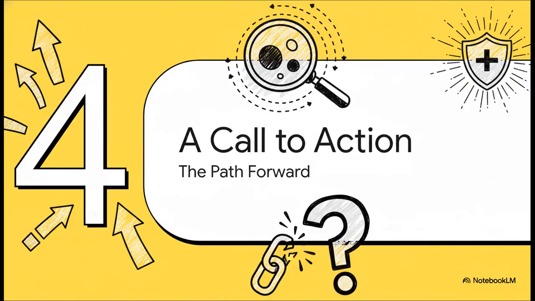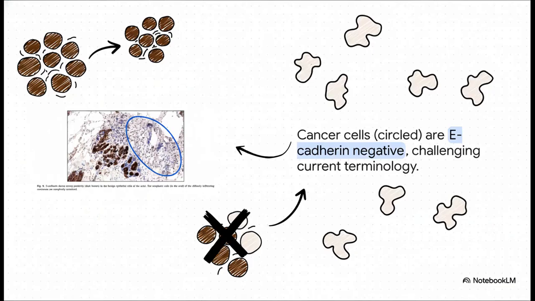Okay, so given the unique imaging, the distinct pathology, and the failure of our current treatments, where do we go from here? The research points to one clear conclusion. We need a call for new approaches. And here's one final crucial piece of the puzzle. It comes from E-cadherin staining. Now, E-cadherin is a protein that basically helps cells stick together.